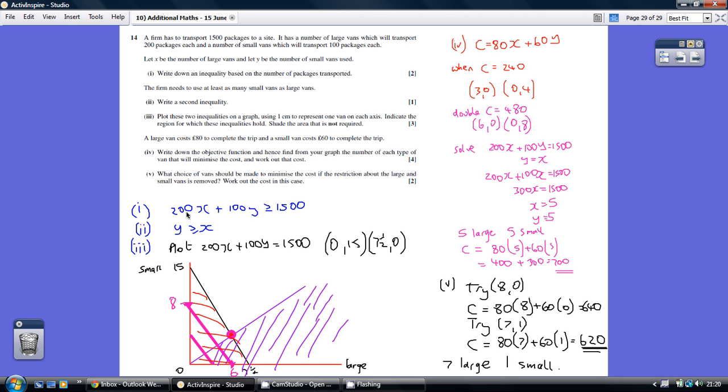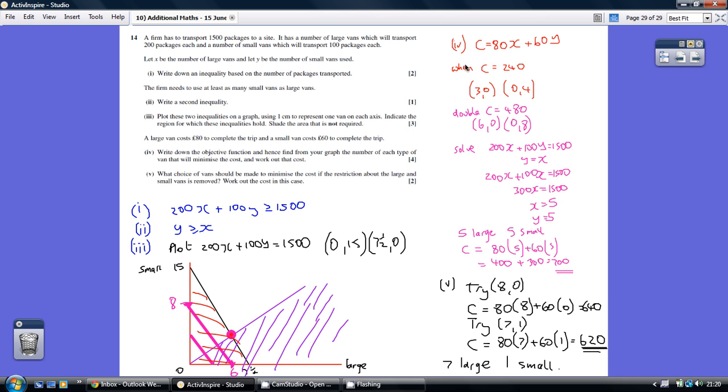To plot this equaling 1500, just consider it when x is 0 and then secondly when y is 0, and get the corresponding values. So here are 2 points on the line, that gives me this line. And then I discard the unwanted, the less than 1500.